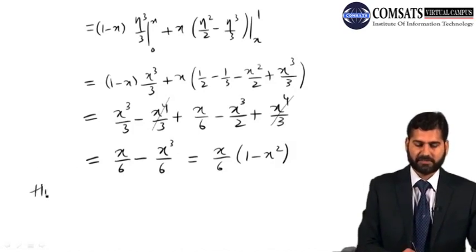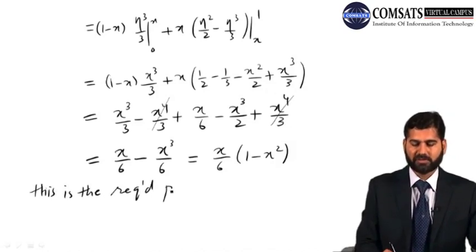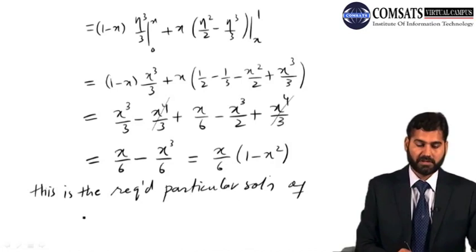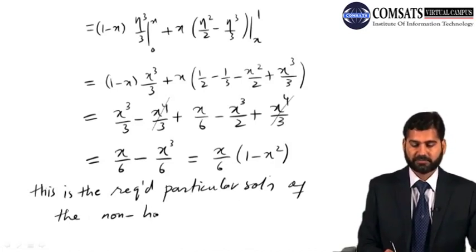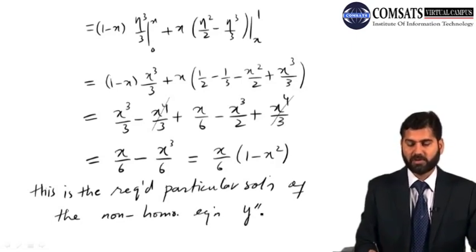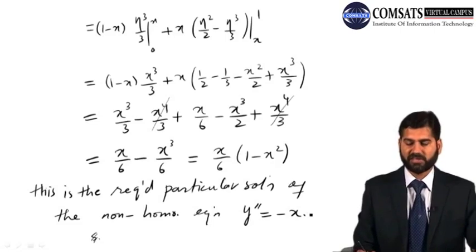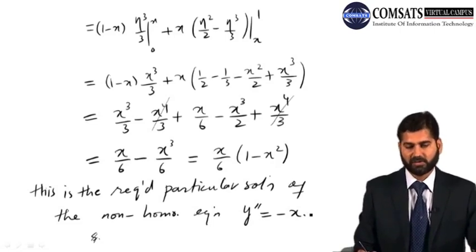So this is the required particular solution of the non-homogeneous equation, which was, I guess, y double prime equal to minus x. Conditions don't matter, of course; only the interval 0 to 1 matters.